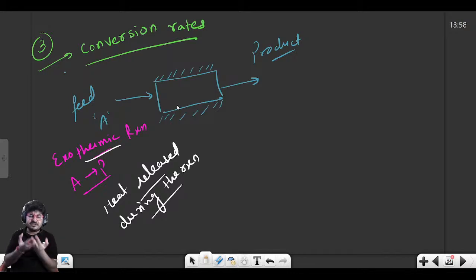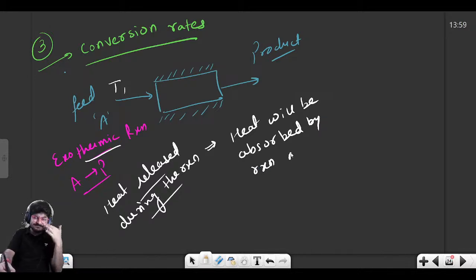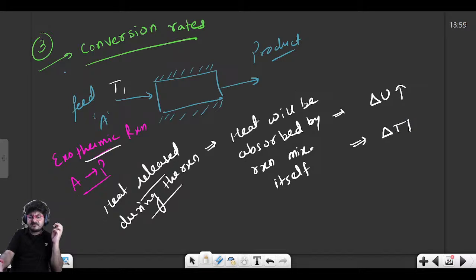So here, whatever heat is getting generated inside the reactor, suppose feed was entering at temperature T1, it has no place to go anywhere. So what will happen? Automatically, this heat will be absorbed by the reaction mixture itself. That will cause a rise in internal energy of the reaction mixture, and that will lead to a rise in temperature. So ultimately, the final temperature at the outlet, in the product, is, let's say, T2, which will be greater than T1. This is true for any reactor, it could be PFR as well as MFR. Doesn't matter.